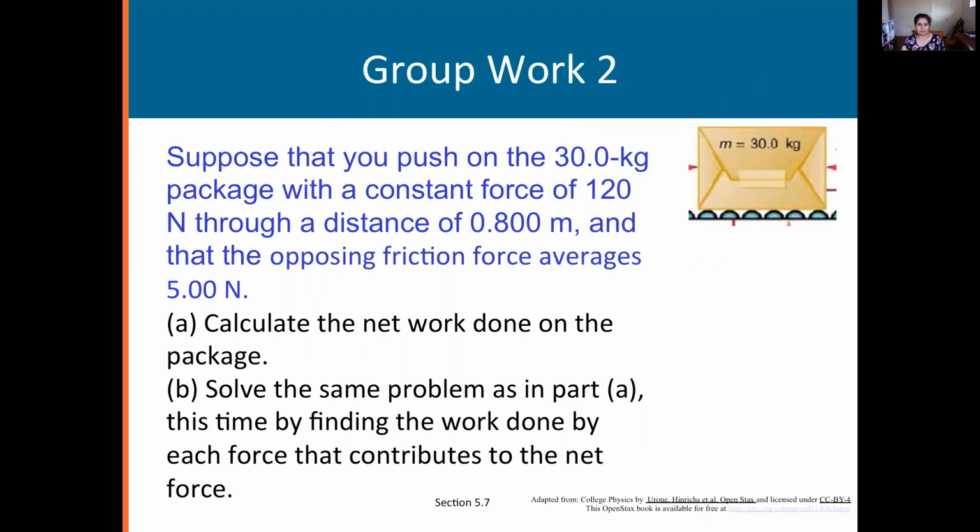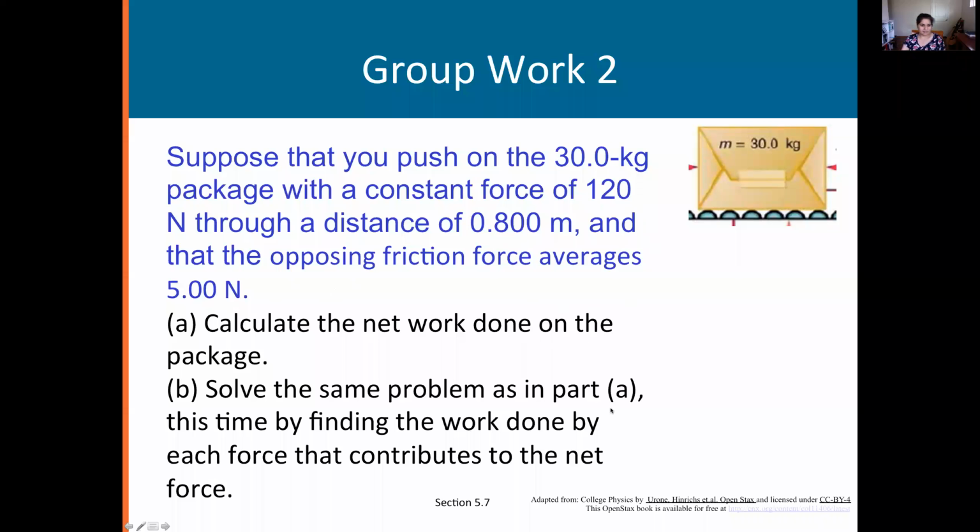Okay, let's look at another piece of group work. Suppose that you push a 30 kg package with a constant force of 120 newtons through a distance of 0.8 meters and that the opposing friction force averages 5 newtons. A, calculate the net work done on the package. So if you want to calculate the net work done, the first thing you're going to have to do is to calculate the net force and multiply that with displacement, right? So you know the displacement is 0.8, but what is my net force? I am using a force of 120, there's a friction of 5, so I have 115 times 0.8 should give me part A, yeah? What about part B?